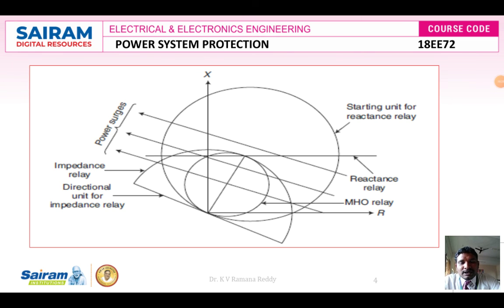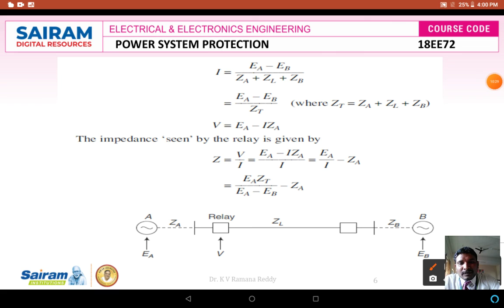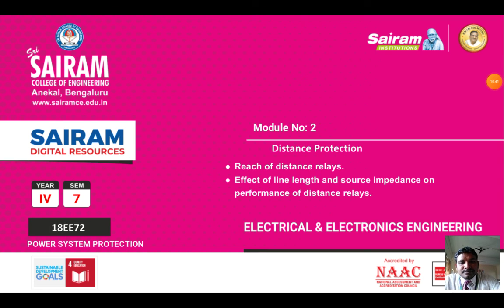This is the overall simplified equation for the impedance, which varies due to the effect of power surges taking place at either end. Thank you.